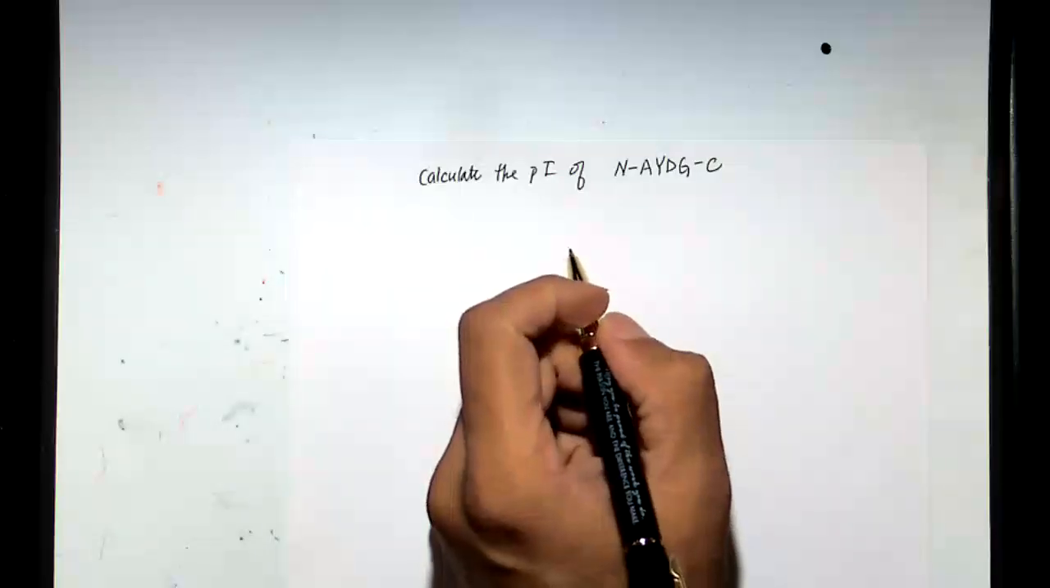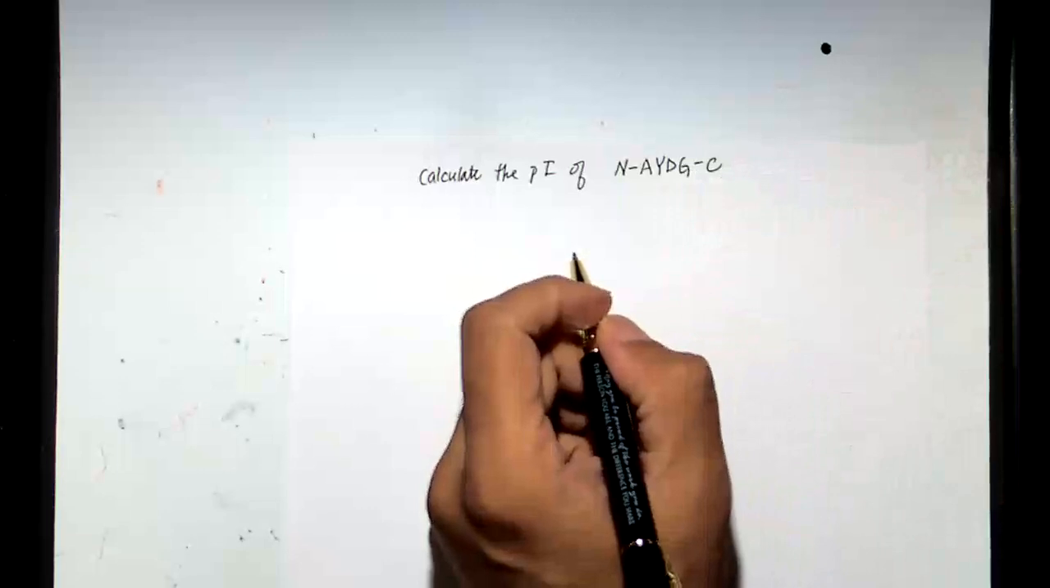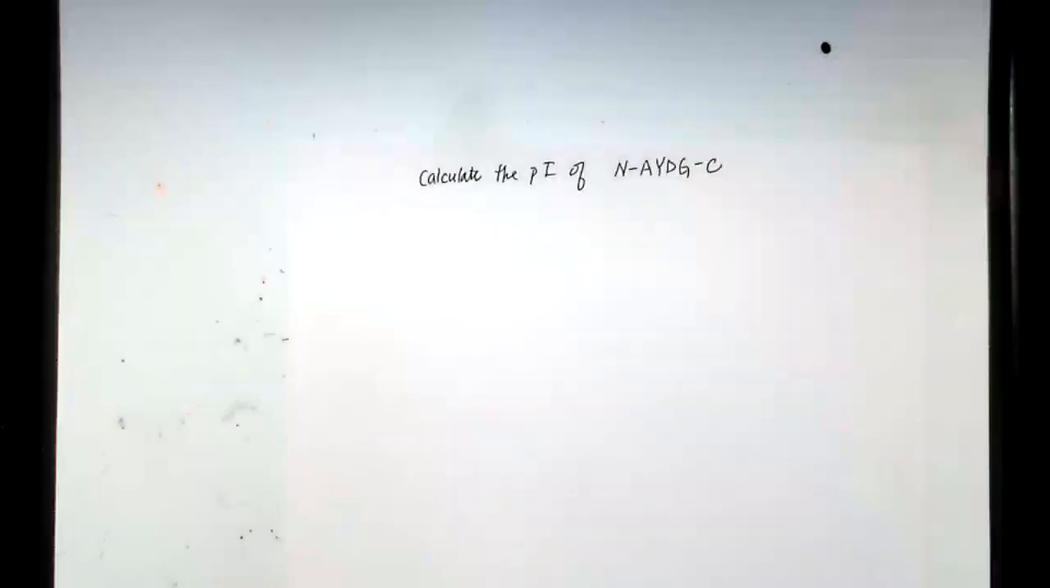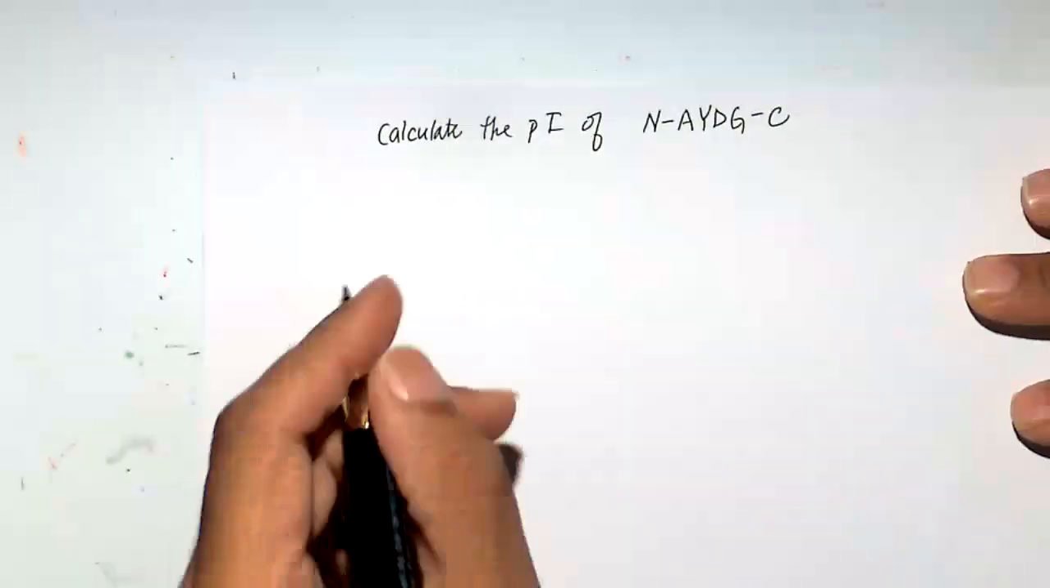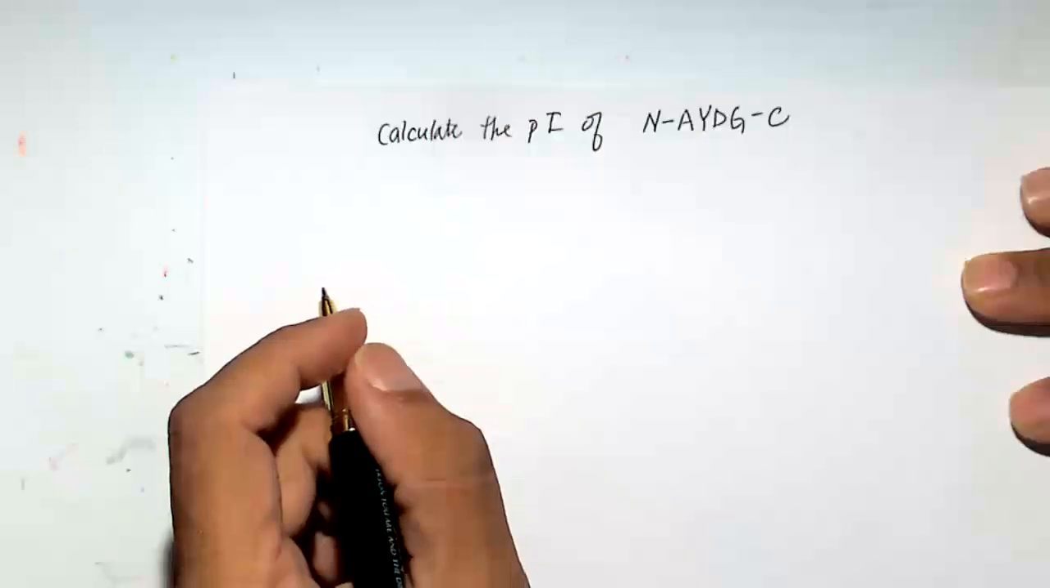Calculate the PI of AYDG. Okay. This is how many amino acids? 4 amino acids. Okay, 4 amino acids. So we write from N to C. Before I calculate this, or we calculate this together, let's draw it out.